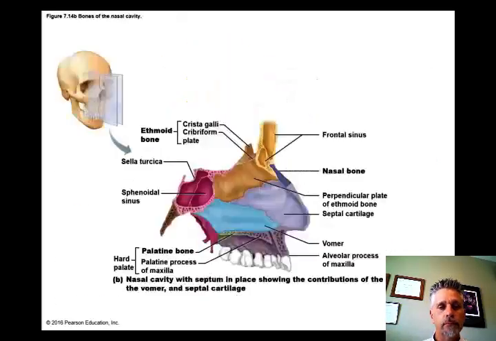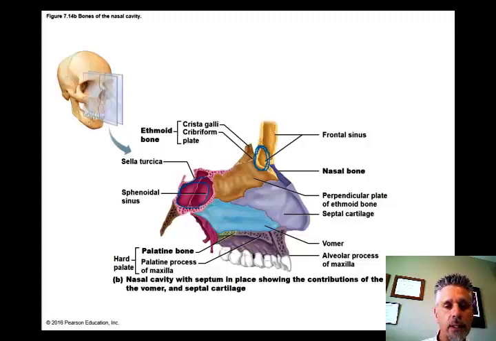Okay. Other things that we can see. This is an interior shot. So this is a parasagittal shot. And it gives us an idea into some of these bones. We can see into the frontal sinus. We can cut into the frontal bone. We can see into the sphenoidal sinus.